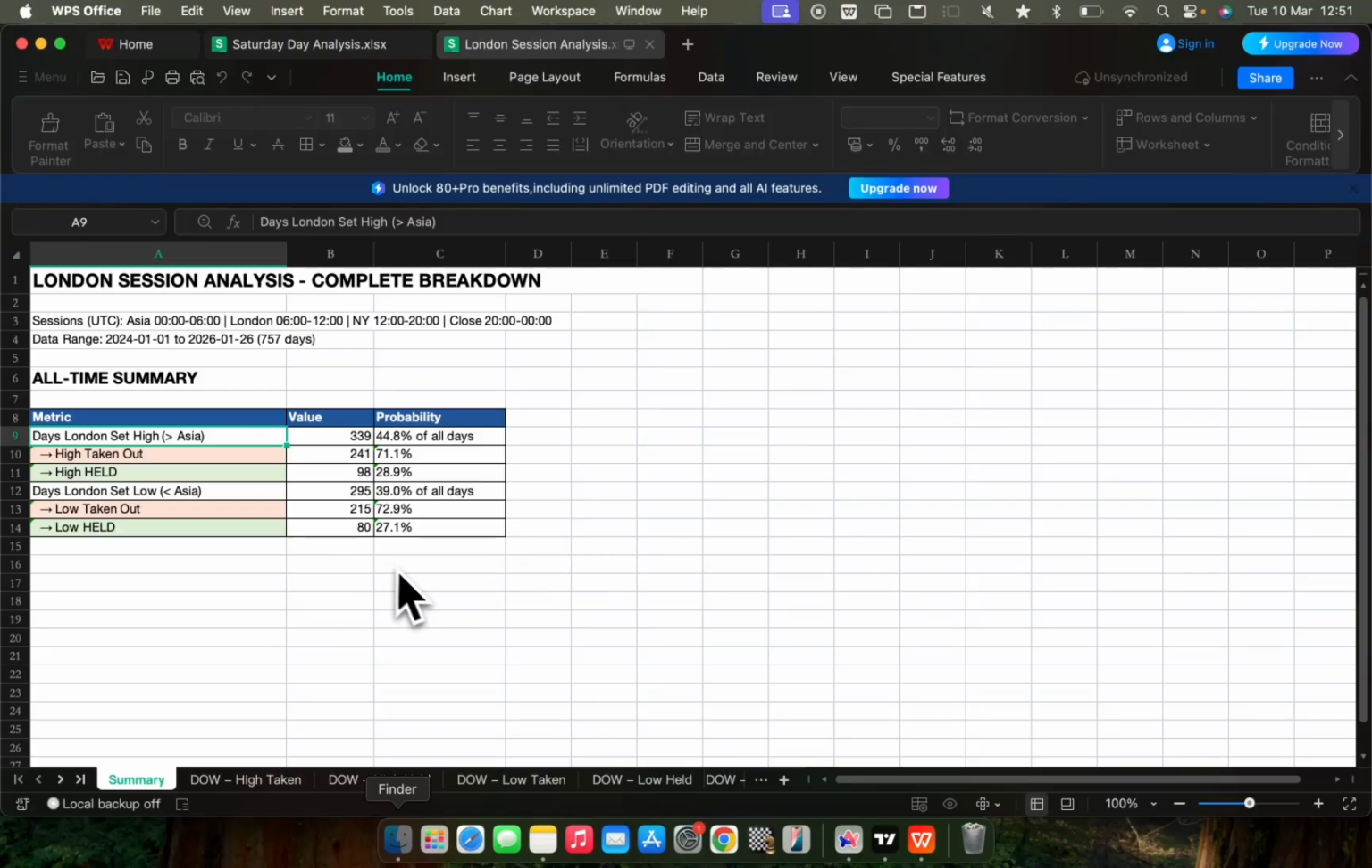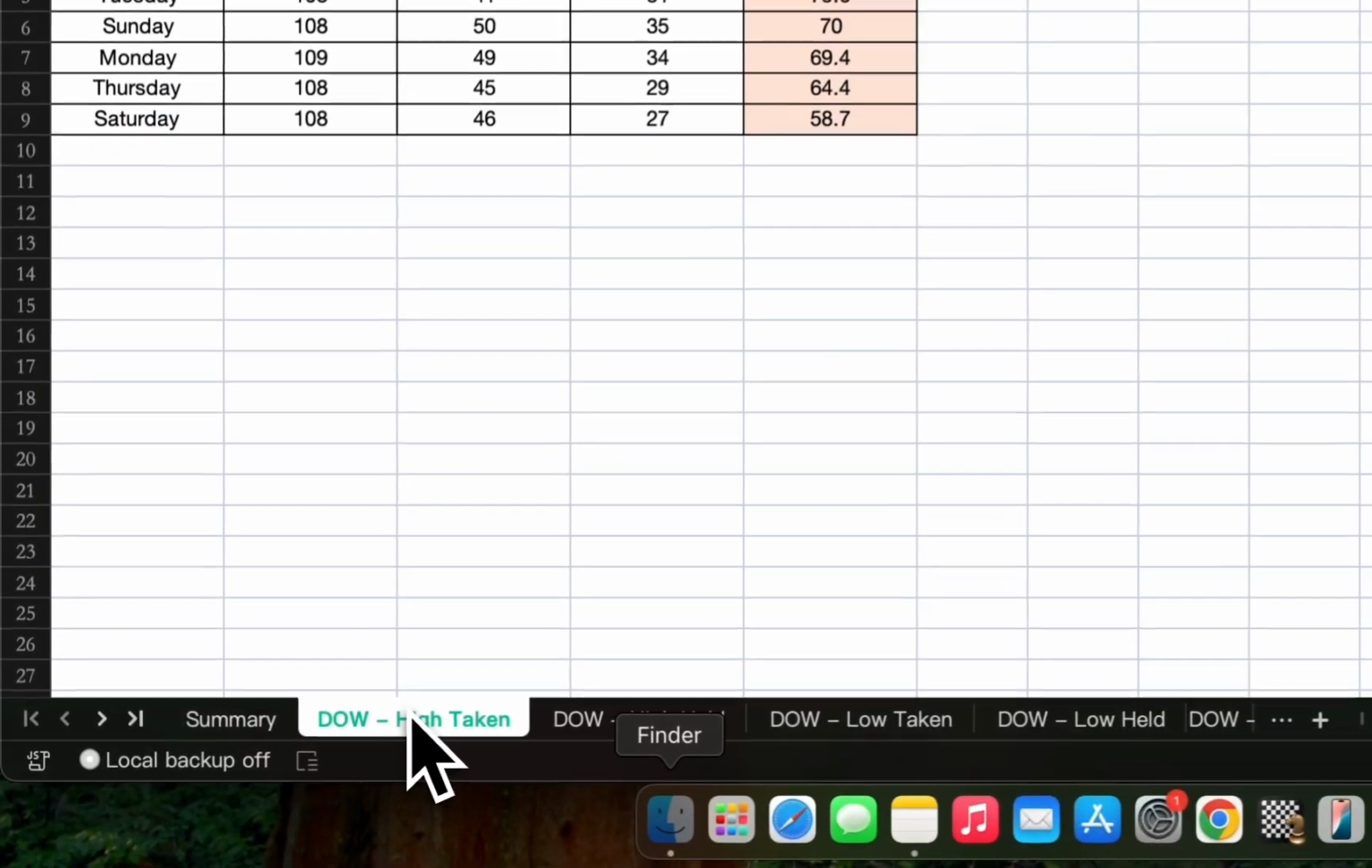Then the days the low held was just 80 days, which is 27%. Okay, so you want to bet on what is likely to happen. Now, remember in trading, we never speak in absolutes because there's nothing certain in the market. We trade uncertainty. But there are certain things that have a higher probability of happening.